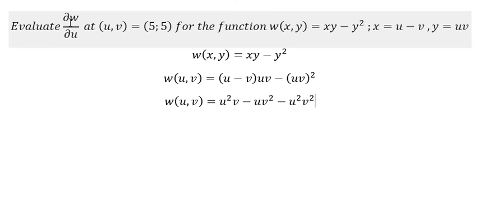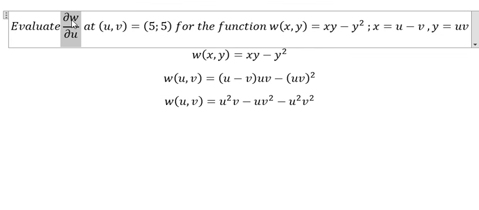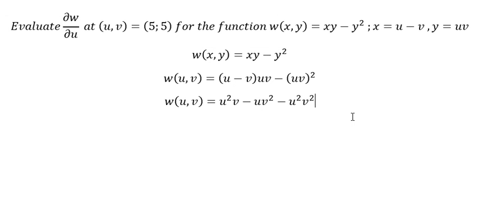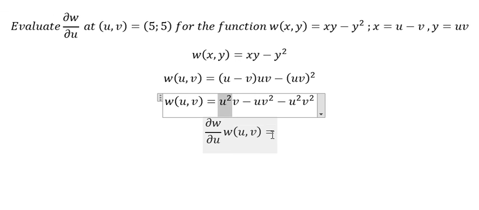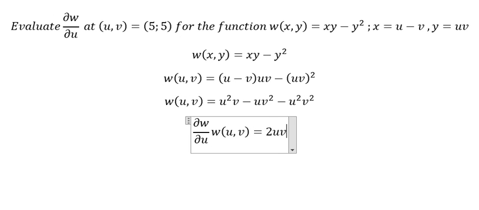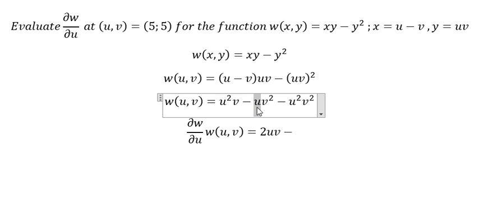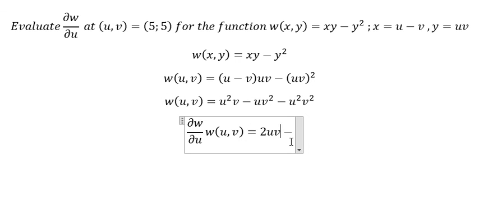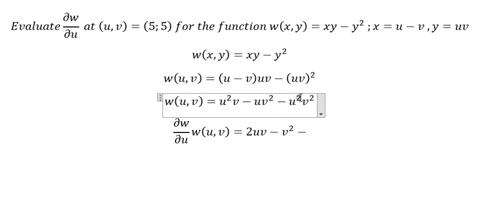Now we need to do first the derivative of w with respect to u. So this one that is about 2u. This one that is about number 1. This one that is about 2u.